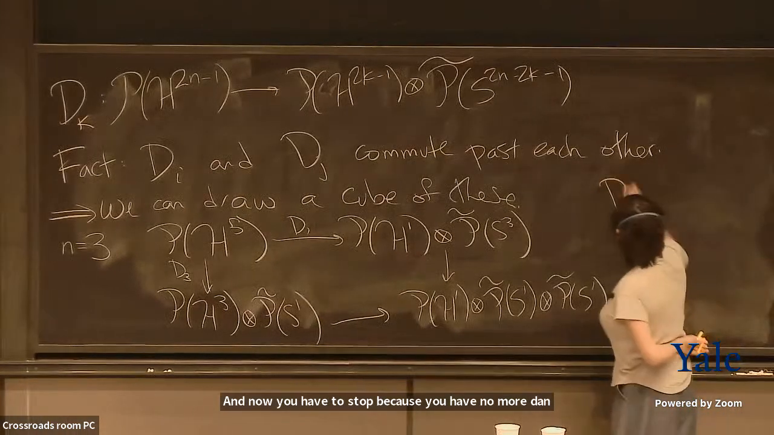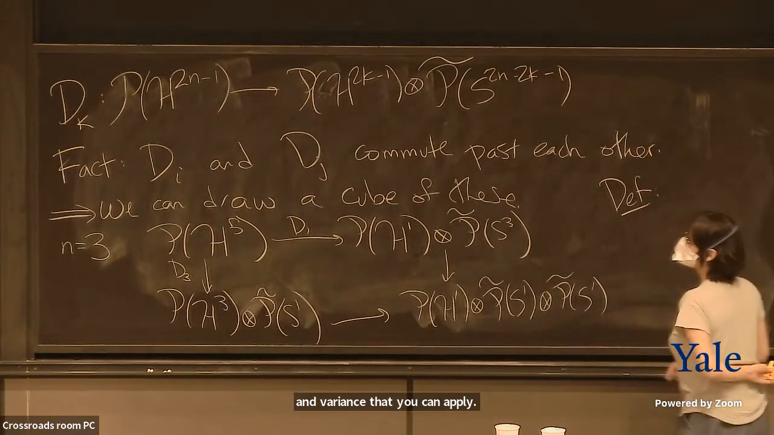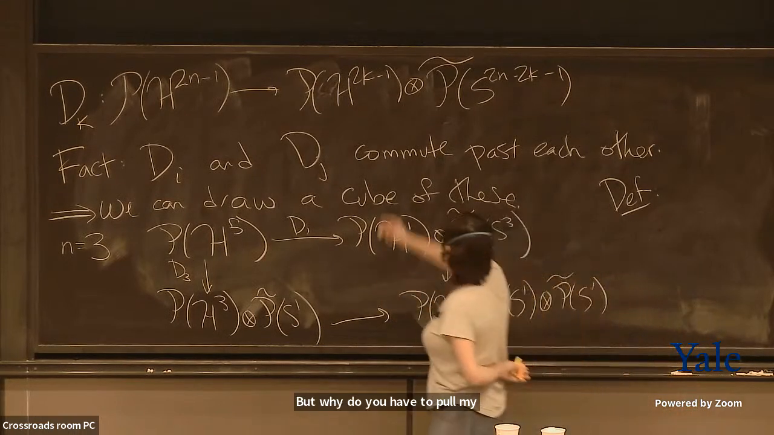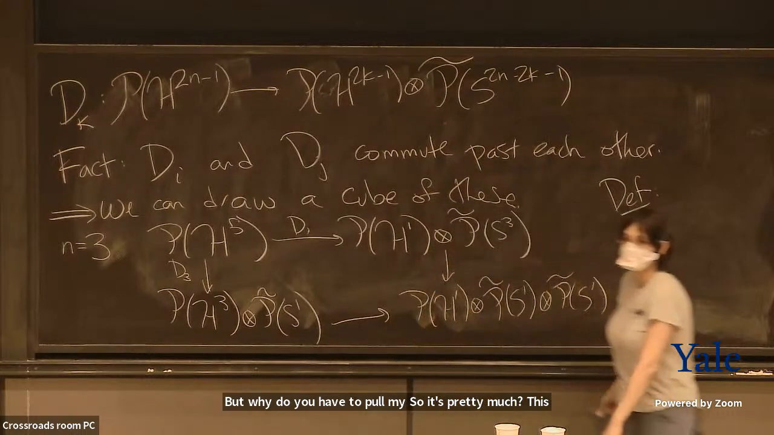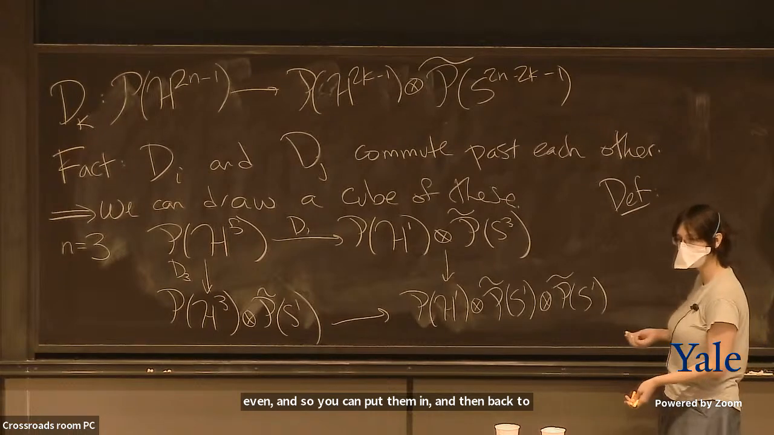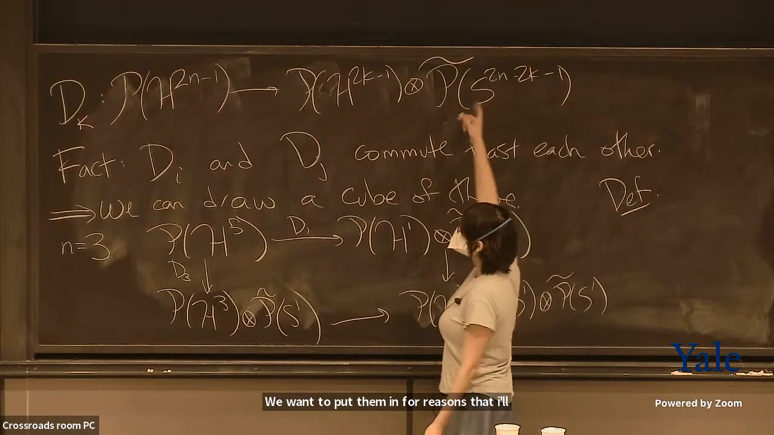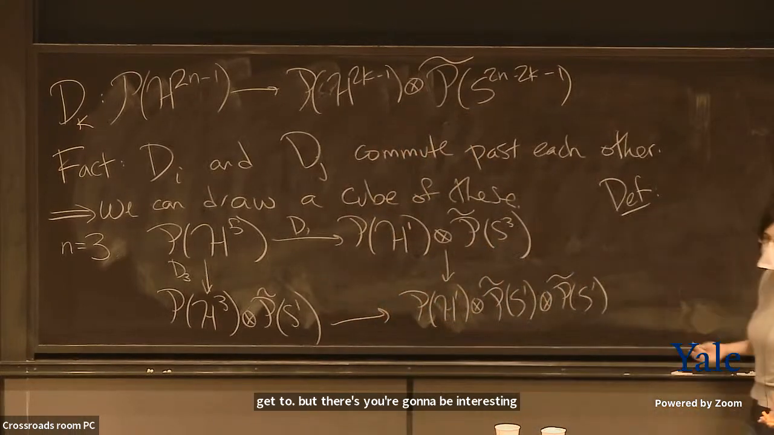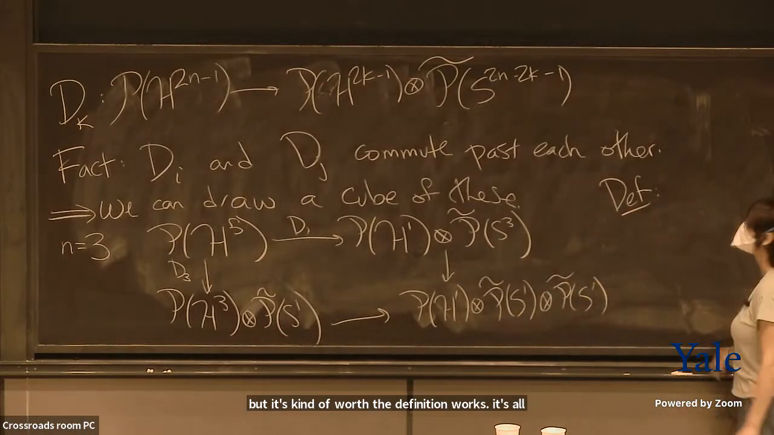And now we can define. Why do you have to go by even step? It's pretty much because this group is going to be zero whenever the dimension is even. And so you can put them in. And in fact, in the topological version, we want to put them in for reasons that I'll hopefully get to. But you're not going to get anything interesting. It's just going to be a zero. And so, I mean, you can define it, but it's kind of boring. But the definition works. It's all well defined. It's just that they're not interesting.